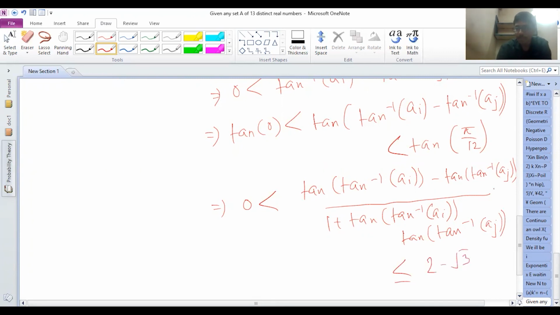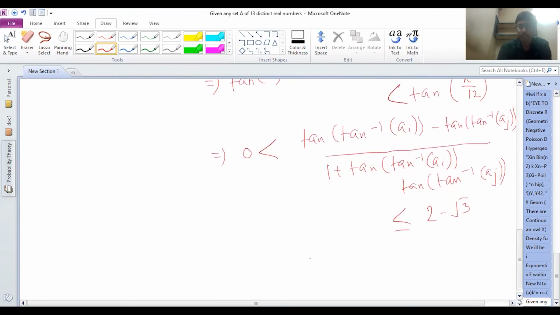Notice that tan of pi by 12 is 2 minus root 3. This implies that 0 is less than (ai minus aj) by (1 plus ai aj), which is less than or equal to 2 minus root 3. And we are done.